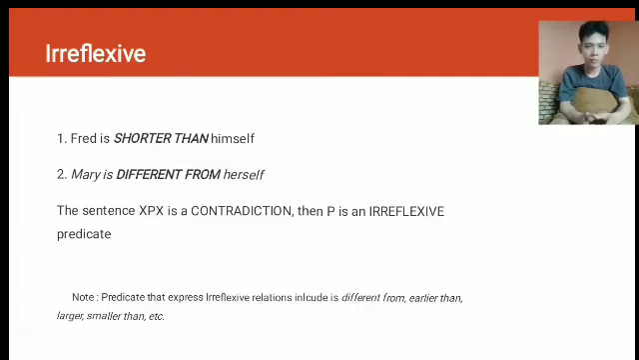So the clear difference between irreflexive and reflexive is, for reflexive the sentence is analytic and the predicate is reflexive. Meanwhile, for the irreflexive, the sentence is a contradiction and the predicate is irreflexive.